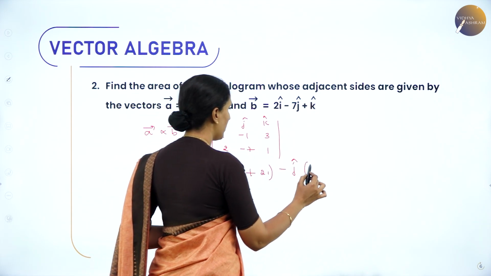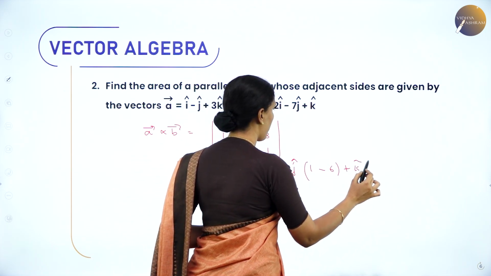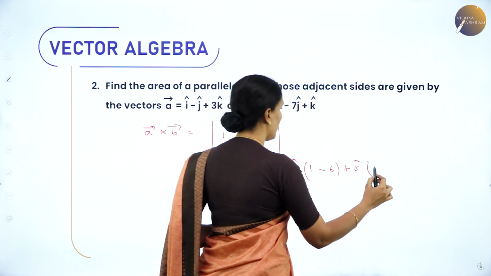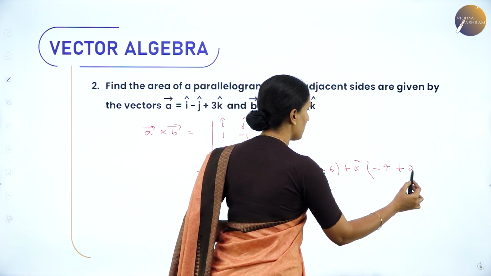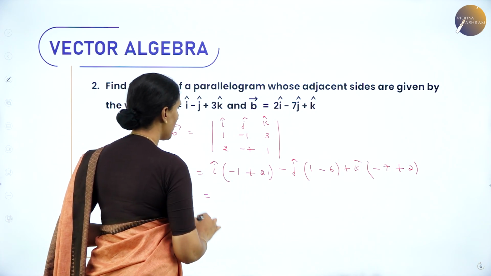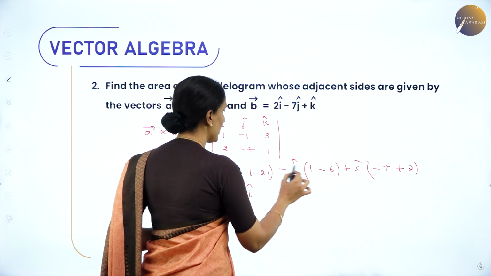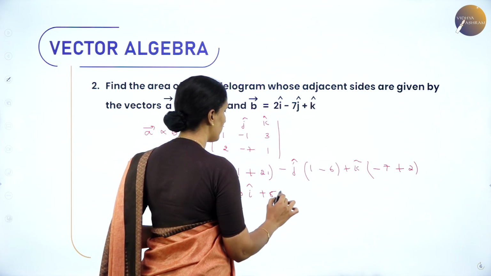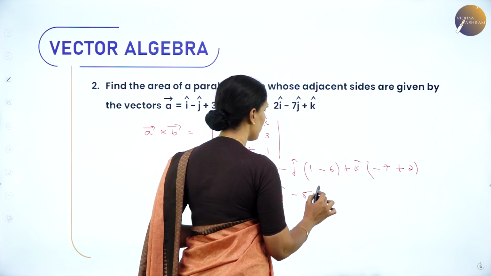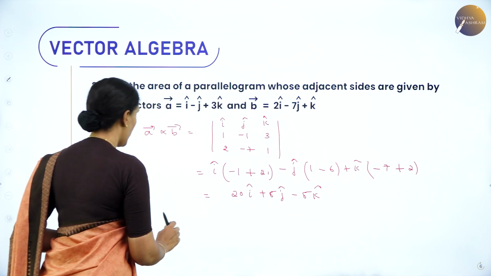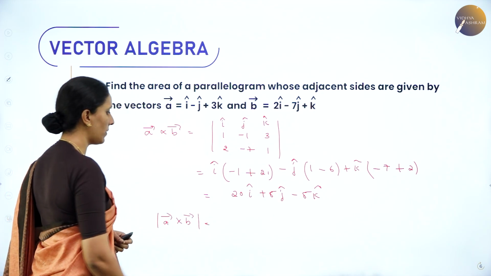So 1 into 1, 1 minus 2 into 3, 6, plus k, 1 into minus 7 minus 2 into minus 1, minus 2, which becomes plus 2. So we have here 21 minus 1, 20i, minus 5, which becomes plus 5j, and here we have minus 5k. So now magnitude of A cross B represents the area of the parallelogram.